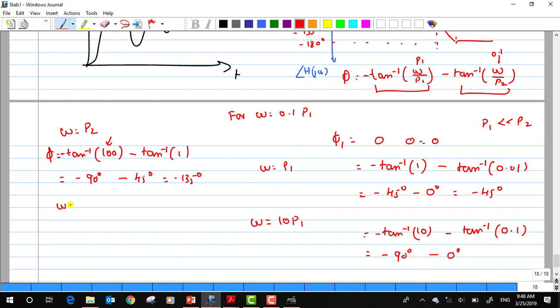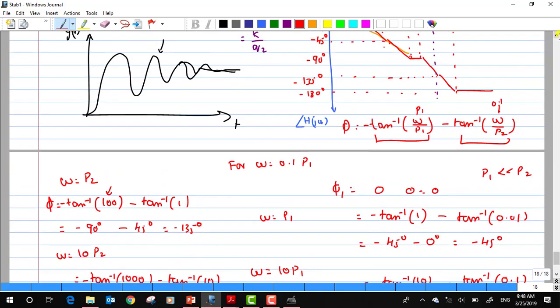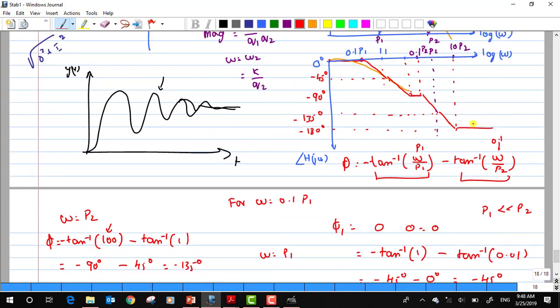Now when I work at a frequency which is 10 times greater than that of P2, both the tan inverse terms would induce 90 degree and again one more 90 degree. So a maximum phase shift of 180 degree is what I would get. So this is how I evaluate the phase value for each of the frequencies that I am working with, and that is how I plot this graph. Any doubt in this?